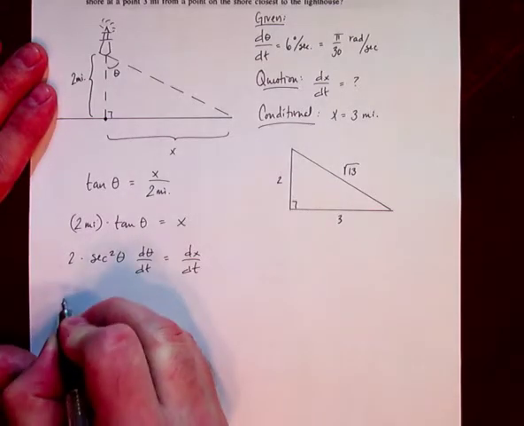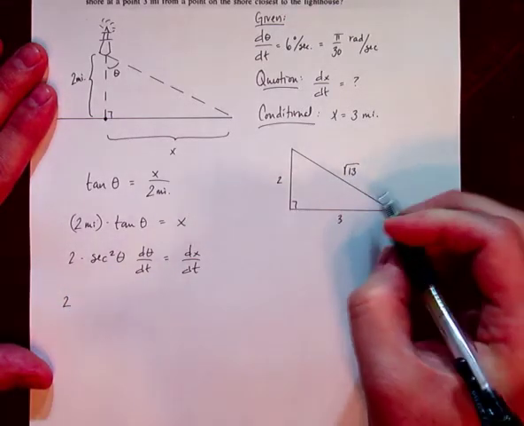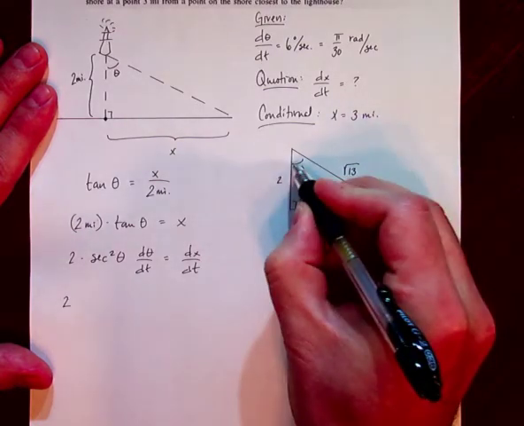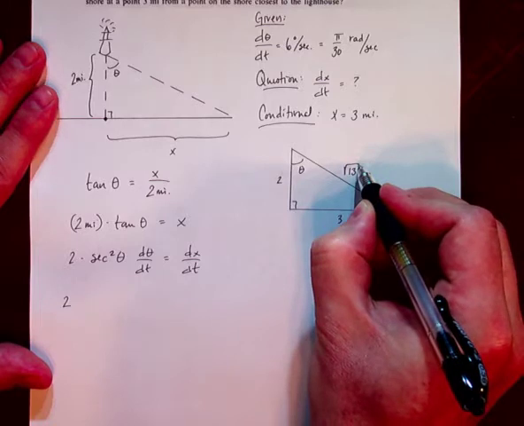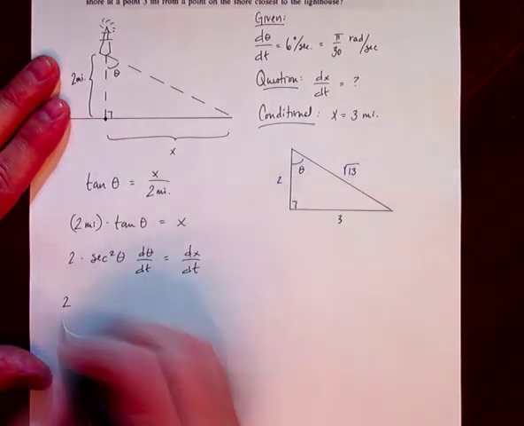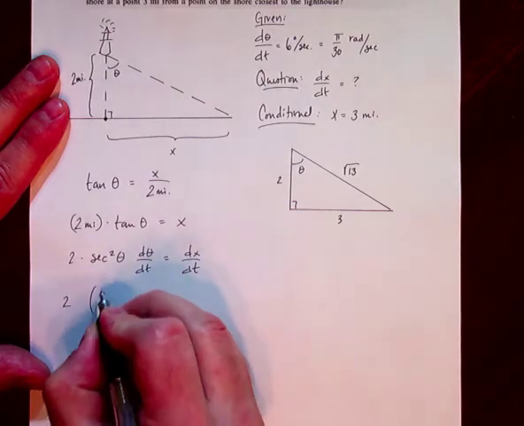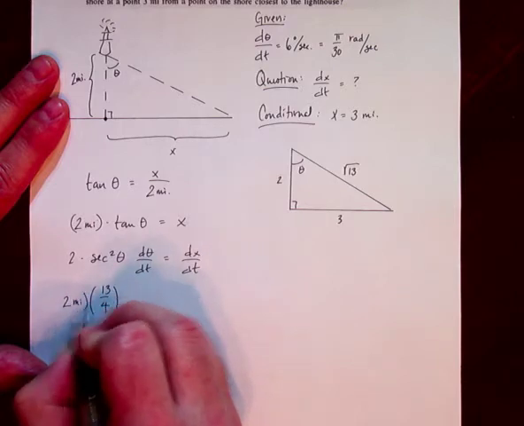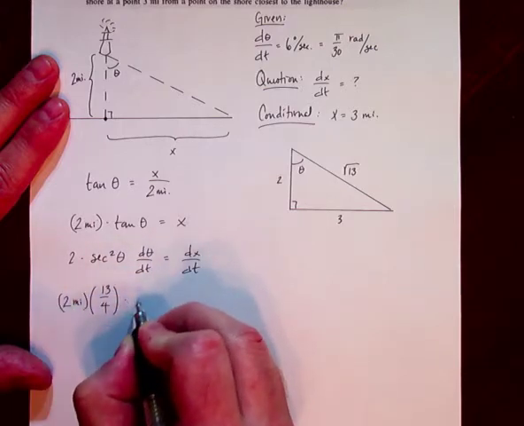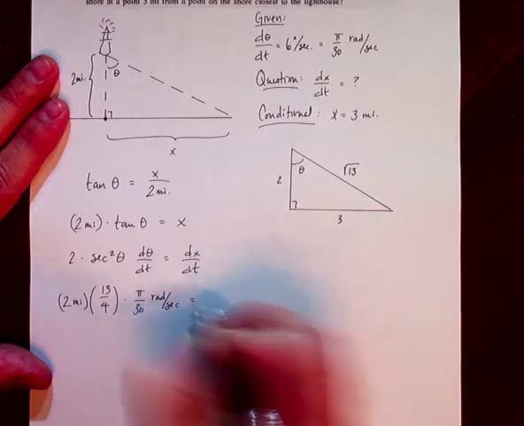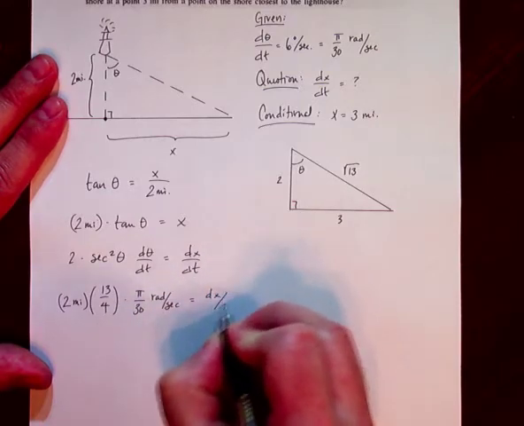So we have 2, and the secant squared is going to be, now remember, theta's over here, not down here. So the secant squared is hypotenuse over adjacent. That's root 13 over 2, but the quantity is going to be squared, so it's 13 over 4. Now remember, this is miles. And d theta dt is pi over 30 radians per second. And this is dx dt.